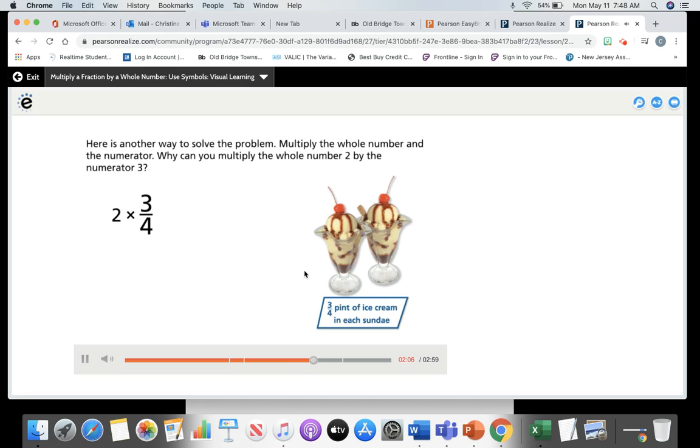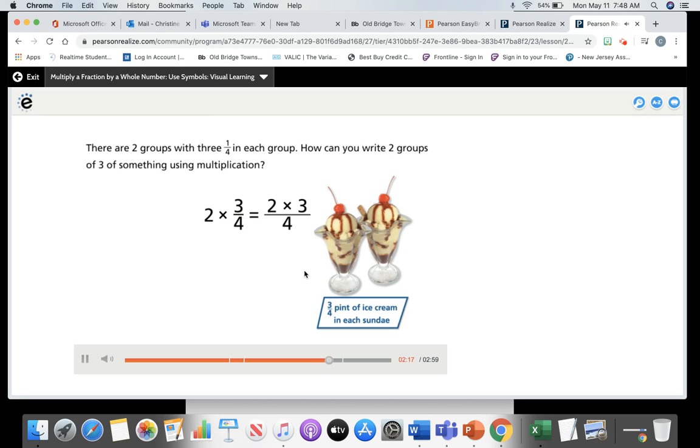Here is another way to solve the problem. Multiply the whole number and the numerator. Why can you multiply the whole number 2 by the numerator 3? There are 2 groups with 3 1/4 in each group. How can you write 2 groups of 3 of something using multiplication?